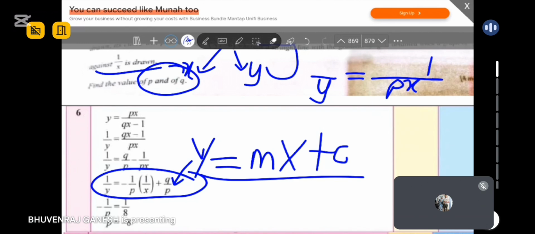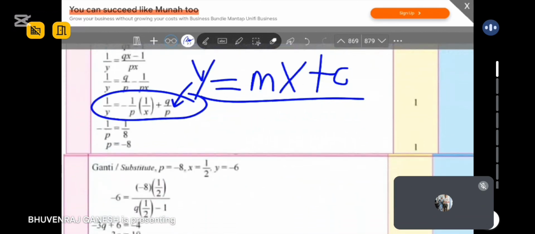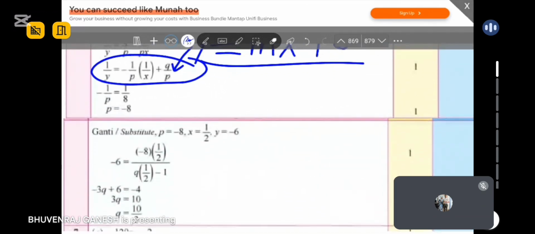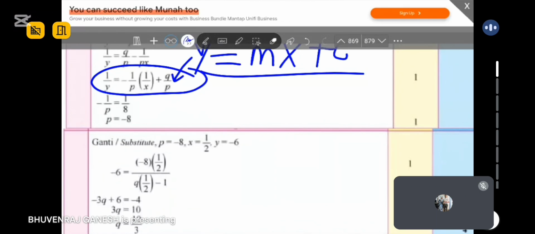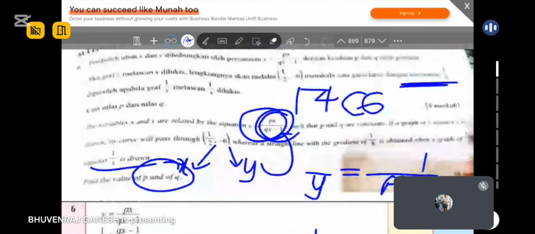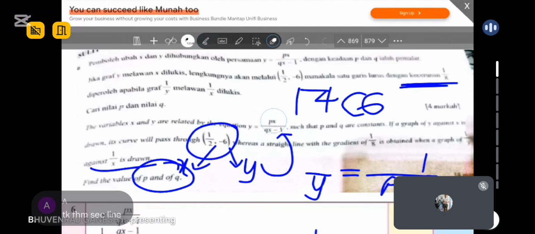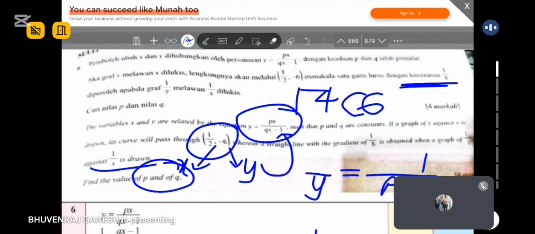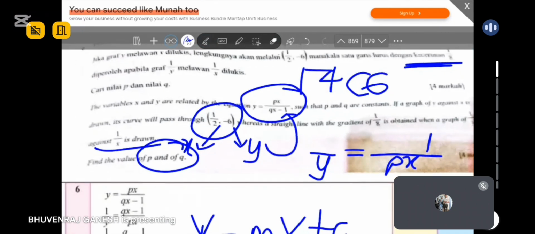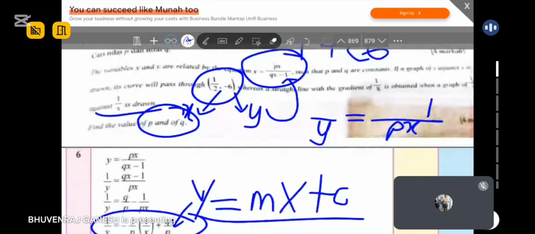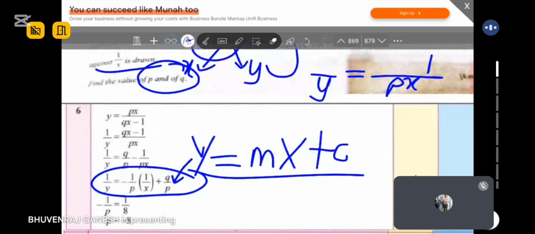Settle. Now substitute inside the equation to find the value of Q. Just now you have one equation, right? Earlier, when you substituted x equal to half and y equal to negative 6, you already have one equation. So then you just substitute the p value and find the Q value. You don't understand the second line?